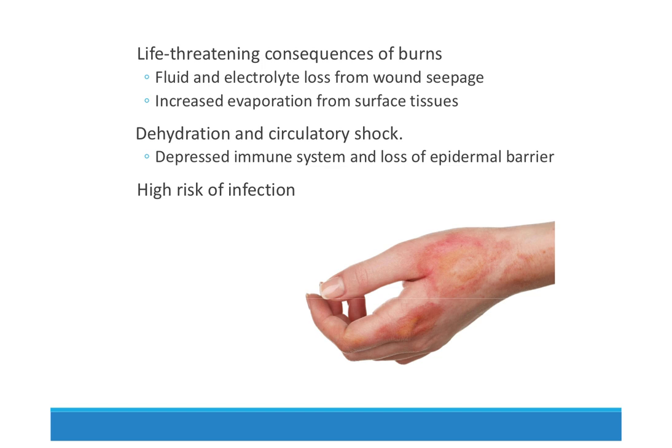Burns can have life-threatening consequences because tissue is being damaged, especially when a large amount of the body has suffered a burn. And so you're going to be losing body fluids from that damaged tissue because your skin helps keep the liquid that's inside you. So there'll be fluid and electrolyte loss from the wound seeping out of the wound, which then also includes increased evaporation from the surface tissues because we no longer have that barrier of skin, which can lead to dehydration and circulatory shock. As a side effect, the immune system is not so effective. It can't work as well.